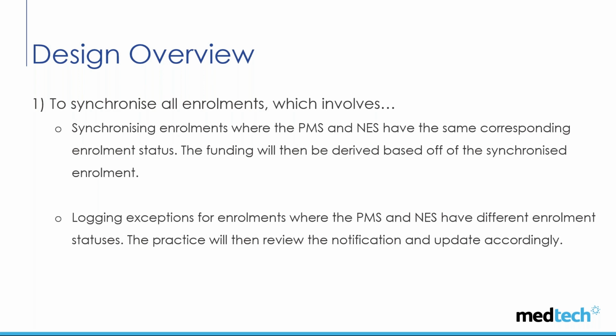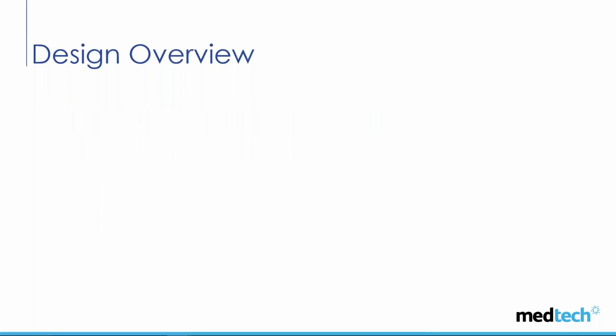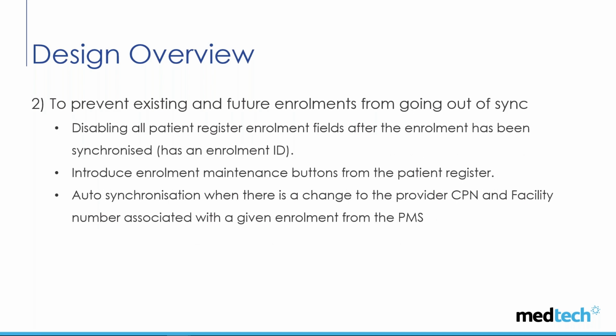So when the bulk synchronization process runs, it will synchronize all enrollments where the PMS and NES have the same corresponding enrollment status. That is, both have a status which shows that the patient being processed has a full enrollment. Once a match is confirmed, the system will then import the enrollment information from NES to the PMS and then update NES with the provider CPN and facility number currently associated with that enrollment. Finally, funding will be derived from the enrollment based on a combination of the enrollment details and the existing quarterly funding details.